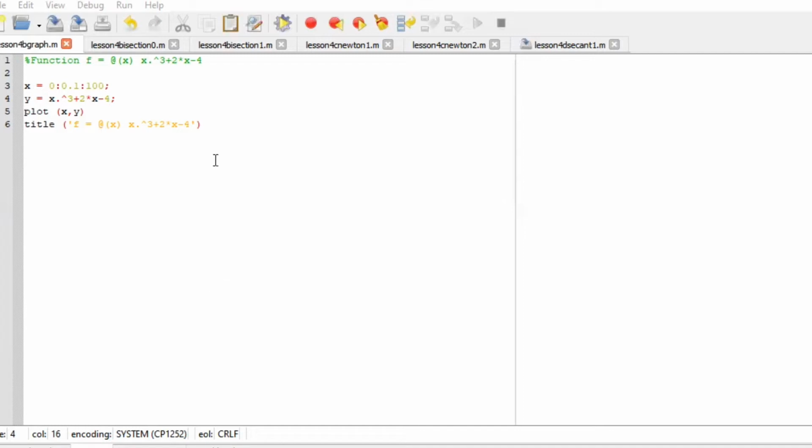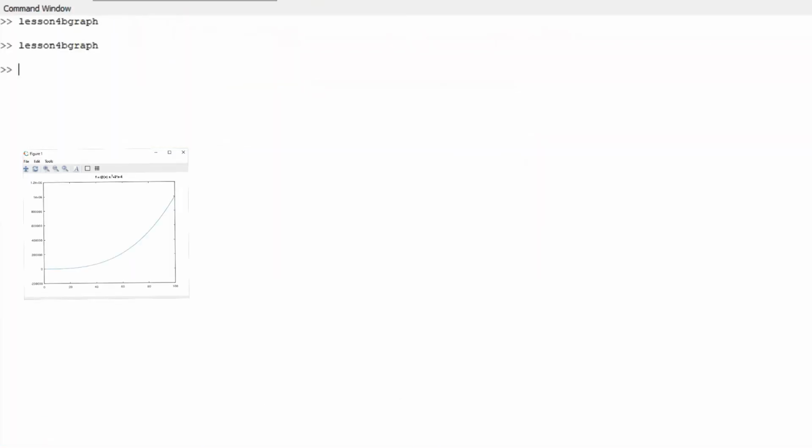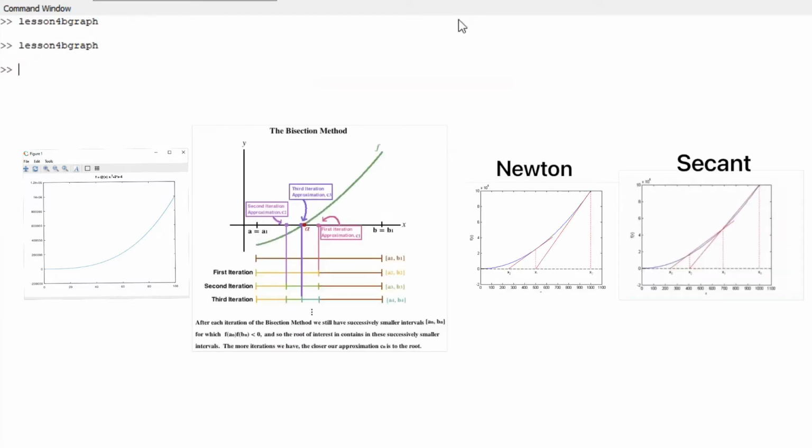This is the function that we are working with today. We are going to work with this equation here, x to the power of 3 times 2x minus 4. If you run this file on Octave, it is going to plot a graph for you, something like this. So we are basically going to approximate roots for this graph.